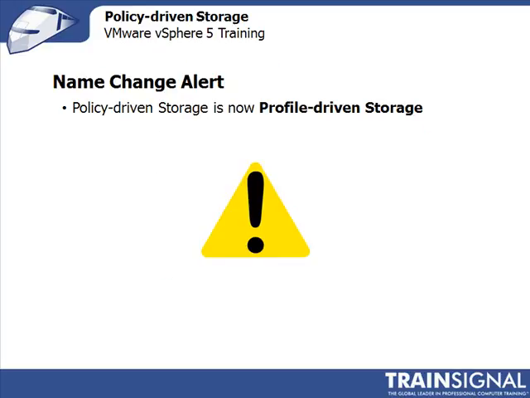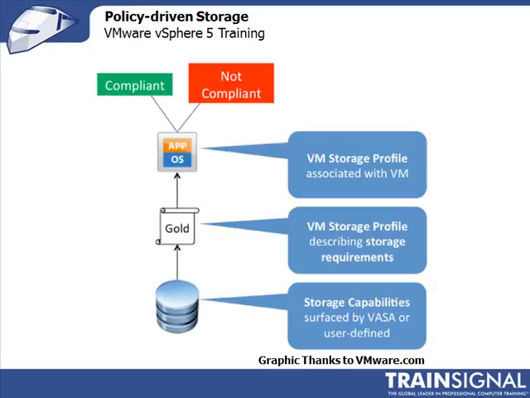Let's just move on. And I've got a great graphic here from VMware.com that shows you exactly what profile or policy-driven storage does. So first off, at the bottom down here, you have your storage capabilities that are either surfaced by VASA or are user-defined. And then on top of that, you have your storage profiles. The storage profile is what describes the storage requirements. So you say, hey, I need gold level storage. That's RAID 10, and it's on the fastest iSCSI array that I have.